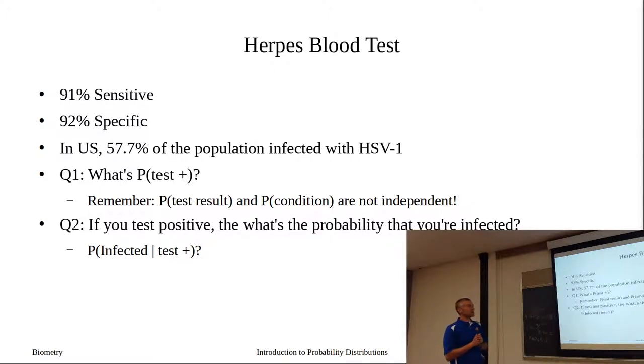How good is this test? Well, I have it up here. The test is 91% sensitive. It's 92% specific. So what do those terms mean? What is this 91% sensitive? What does that mean? That's the chance that you're positive. That's true. If you actually have herpes, then there's a 91% chance that it will test positive. What about 92% specific?